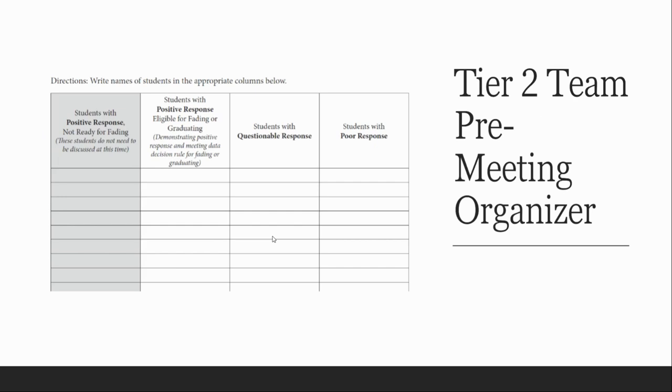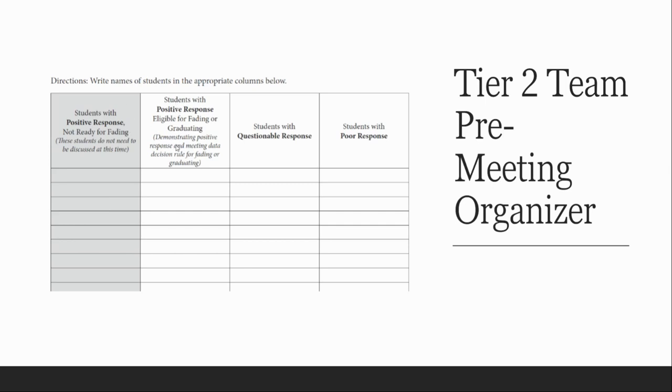So students responding positively but not eligible for being faded from that intervention can be documented in the shaded column on this form right here in this column. These are students who are doing well, but we're not yet ready to fade them out. These students are not added to the tier 2 agenda, as typically there are no changes needing to be made in their intervention until they're ready to be faded out of that intervention.